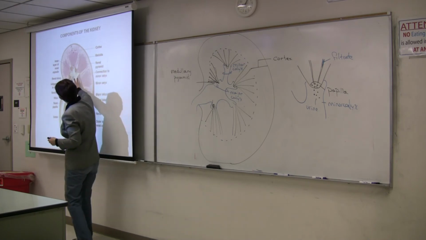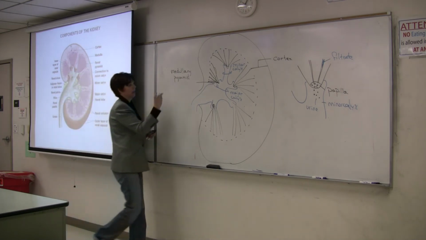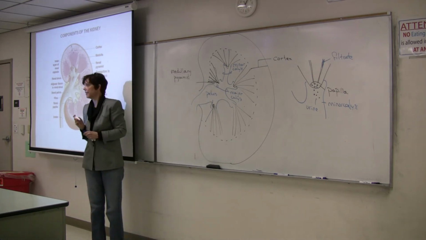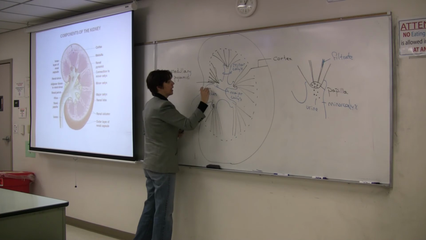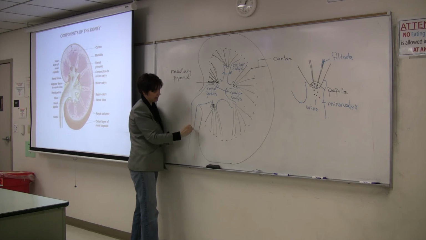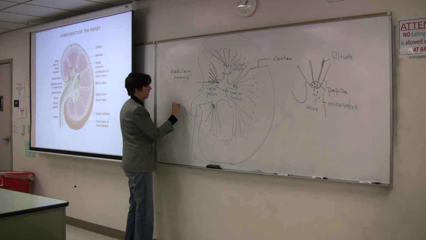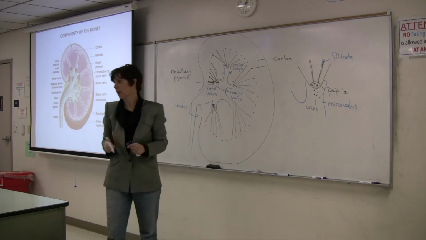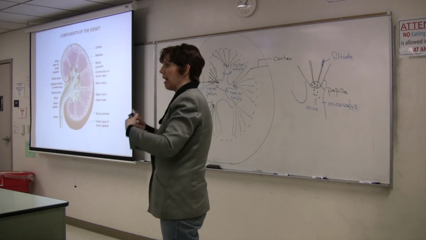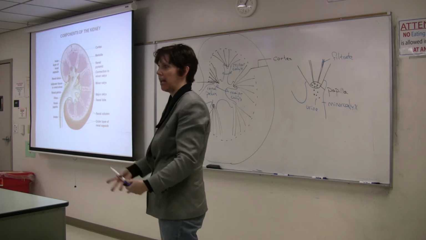And then all the major calyces gather together into this trumpet-like region, which is known as the pelvis or renal pelvis. Okay? And then that exits through the hilum of the kidney, narrows, and passes down towards the bladder. And this is the ureter. So everything that I've drawn in blue is going to be lined by our urinary epithelium, which is transitional epithelium. Okay, all the way down to the bladder through the urethra.